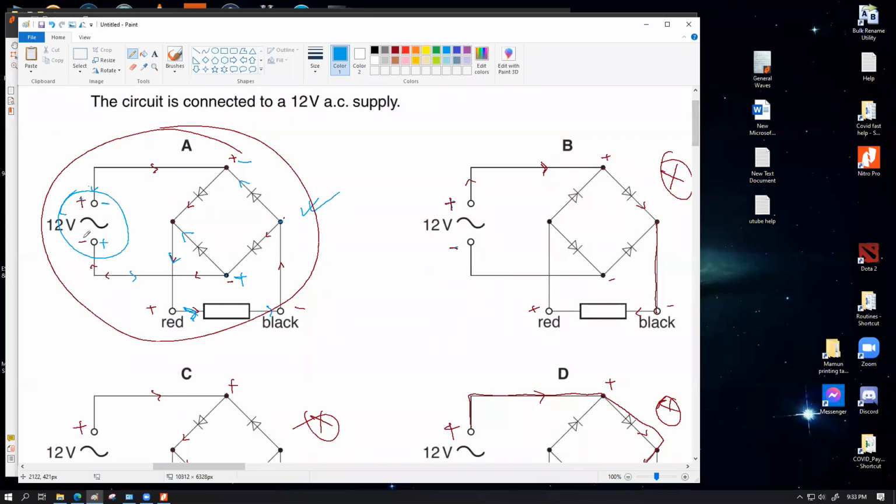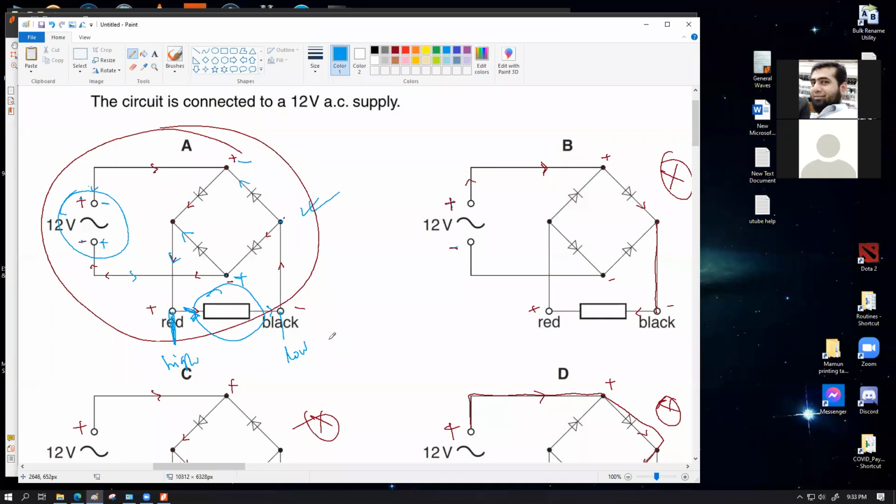When the top end was positive, then the bottom one was negative. It was allowing current flow through this path in this direction. When the bottom end was positive and the top end was negative, it was still allowing the current in this direction, which means for this resistor, this side was always the high voltage side, this side was always the low voltage side. So this resistor experienced DC supply.